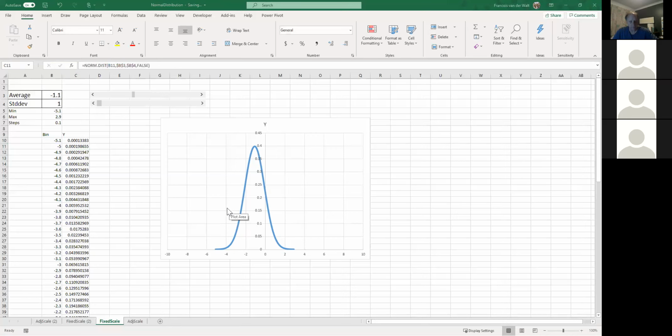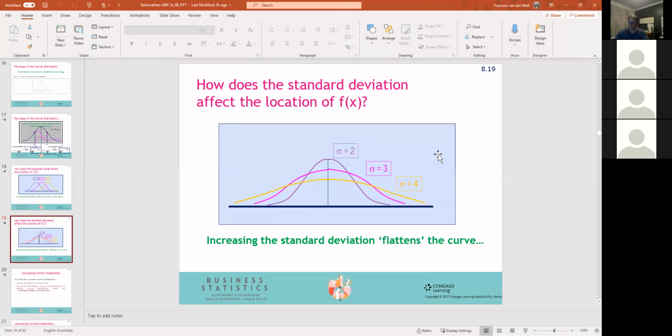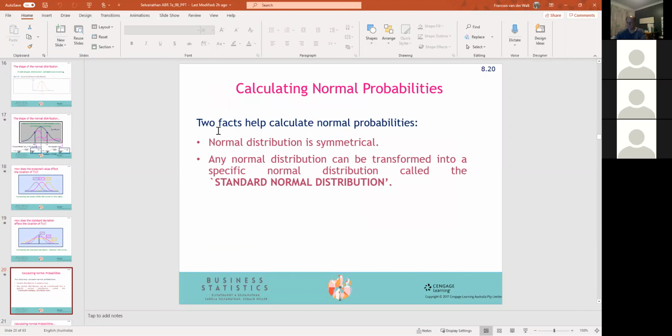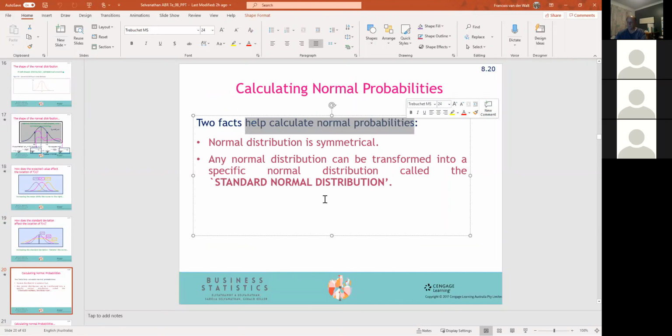Hopefully when we get to applications, it will make sense to you. You can see that my Excel spreadsheet has done this in a more dynamic way. Now, how do we calculate normal distributions? Two facts help us to calculate it. The one is the distribution is symmetrical. Did you see that? Regardless of how I change the graph, it's always symmetrical, and it's always got a specific shape.